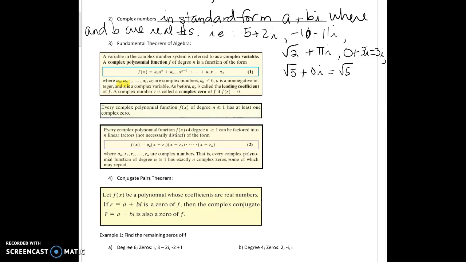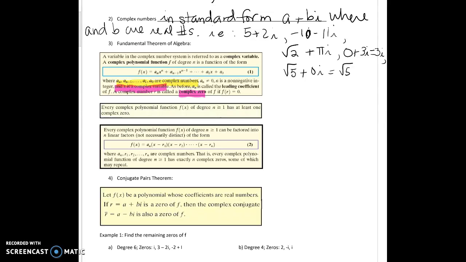Keep in mind, complex numbers are also imaginary, okay, and real. So just don't think of it as only imaginary. Where a sub n cannot be 0. If it's 0, then this whole thing is gone. n, which is the exponent, is a non-negative integer, and x is a complex variable. X is called a complex variable because we're going to be solving for complex zeros. That's the only reason why it's now called a complex variable.